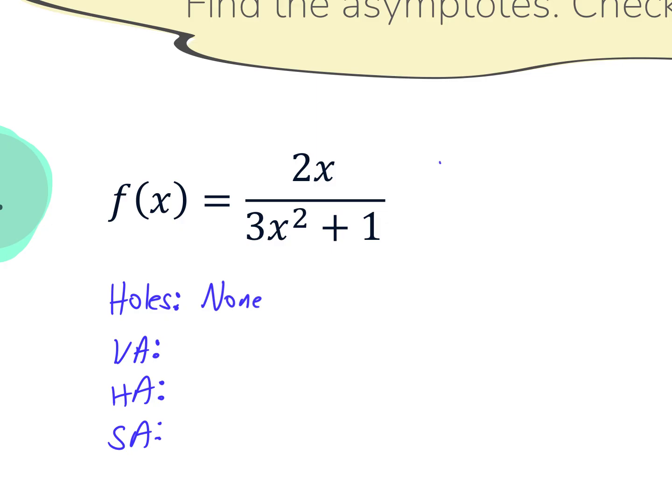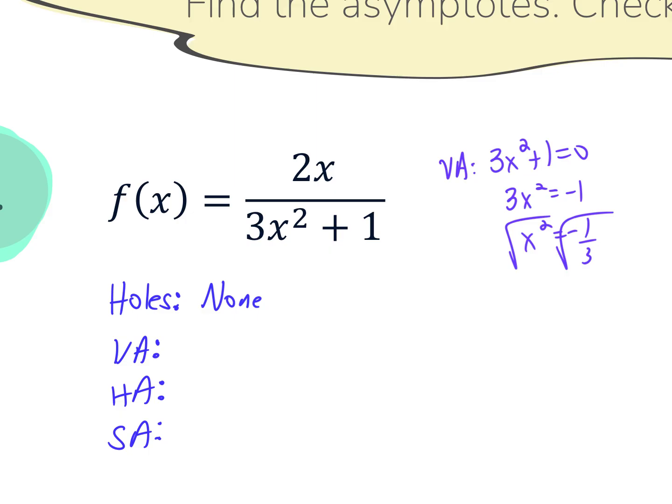All right. How do I find my vertical asymptote? Set my denominator equal to 0. So 3x squared plus 1 equals 0. 3x squared equals negative 1. x squared equals negative 1/3. And then what? Take the square root. When I take the square root of a negative number, what do I get? I get imaginary. So what do you think that means about my vertical asymptotes? There you go.